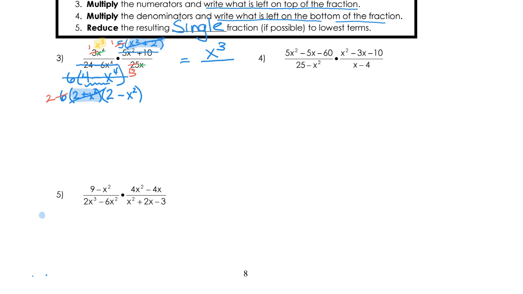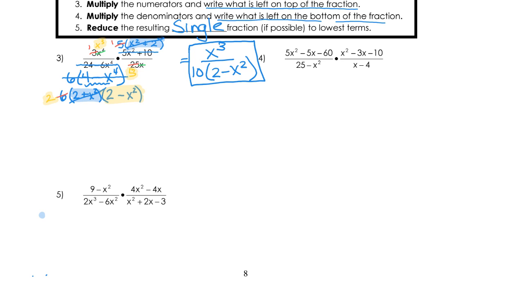On the bottom, we'll highlight what's left. The 6 there turned into the 2, which is still left. That factor's gone. This is still left. And my 5 is still left, but the x is gone. I'm going to multiply those two numbers, that 2 times the 5, and get a 10. And the one factor that I highlighted there is 2 minus x squared. Nothing else will cancel or reduce, and so this one's finished.